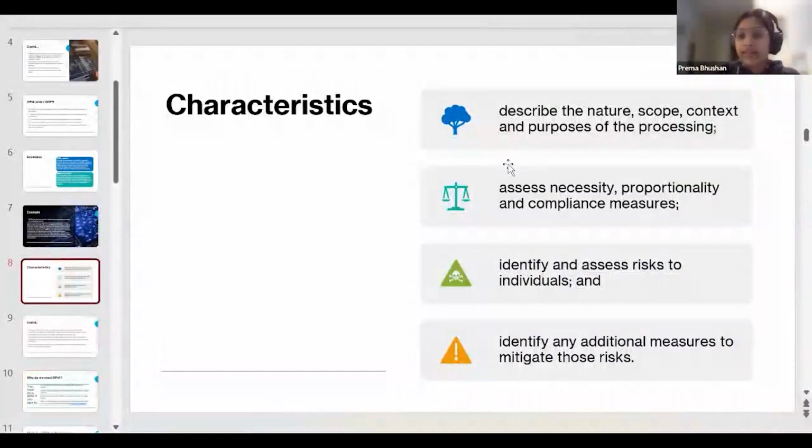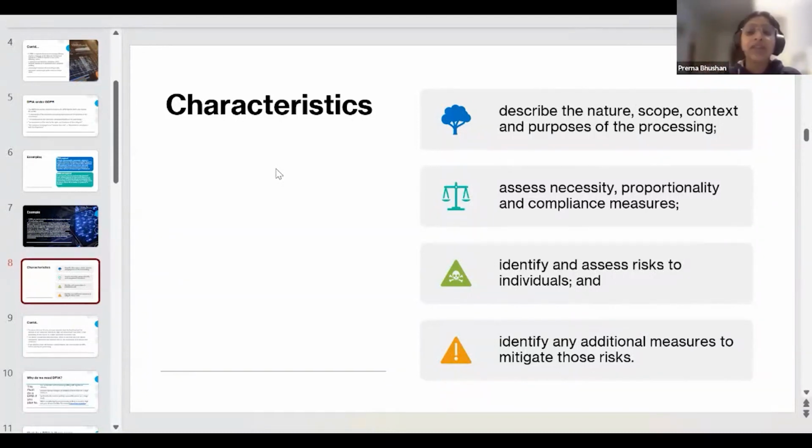What are the characteristics of a DPIA? So the DPIA will first describe the nature, scope, context, and purpose of processing. Any data protection impact assessment opens with the name of the organization and the business ID of the organization.